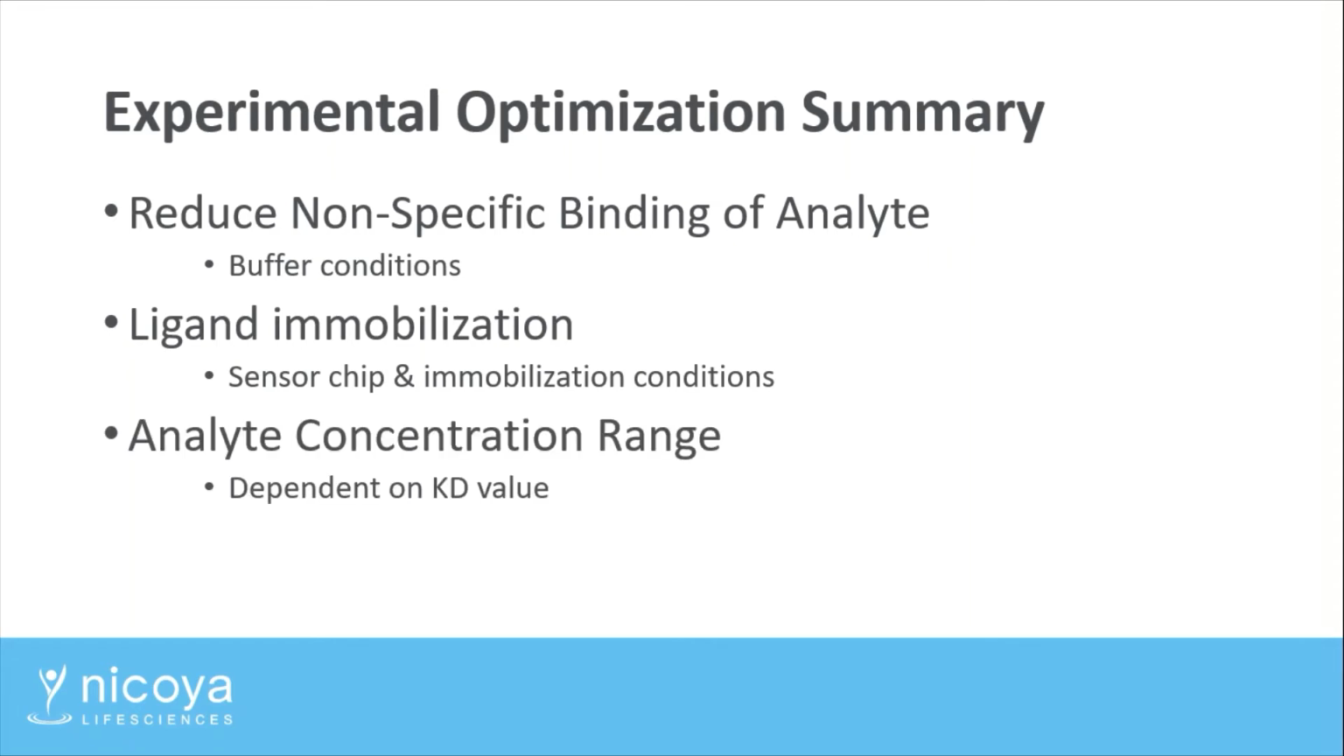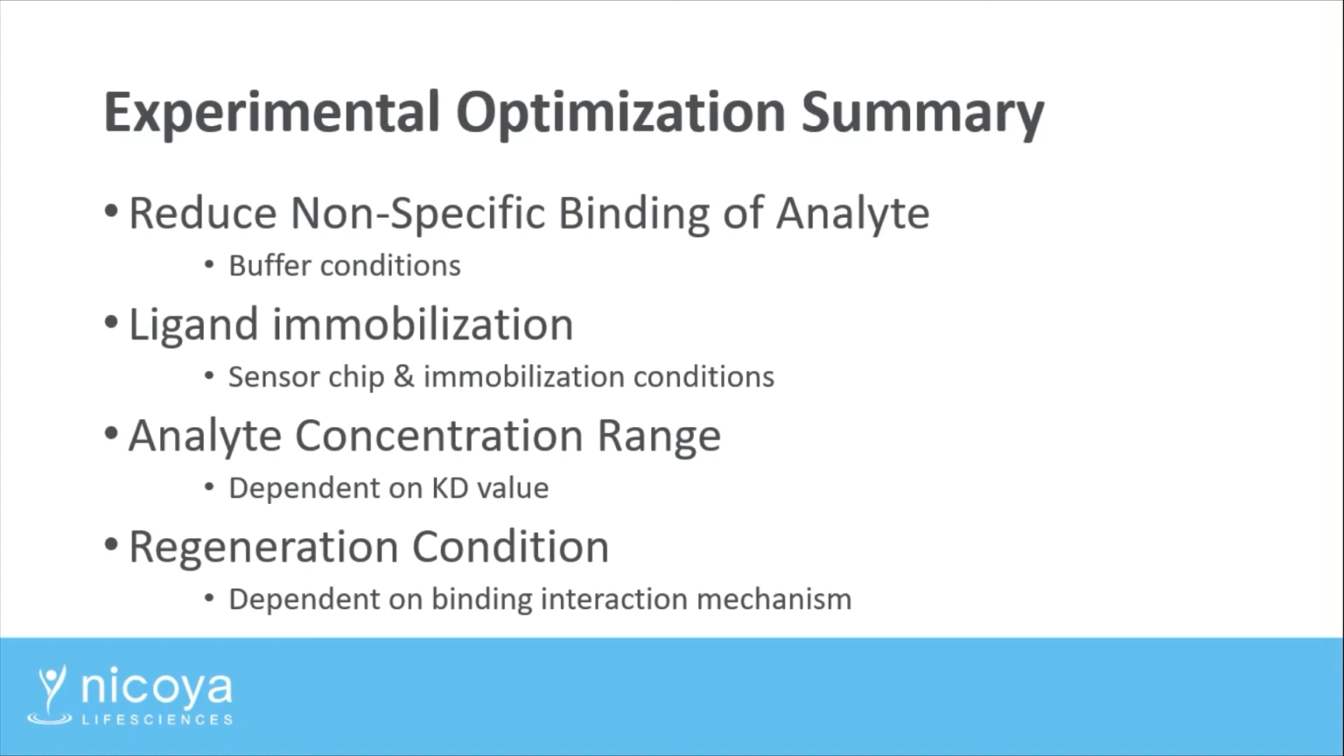The third area that might need some optimization is your analyte concentration range, and as stated earlier, this is going to vary for each binding system. In general, you'll need to use a concentration range that's around your expected KD value for your interaction. And the final part of the experiment that may need optimization is your regeneration solution. And again, this is going to be completely dependent on the samples that you are analyzing.